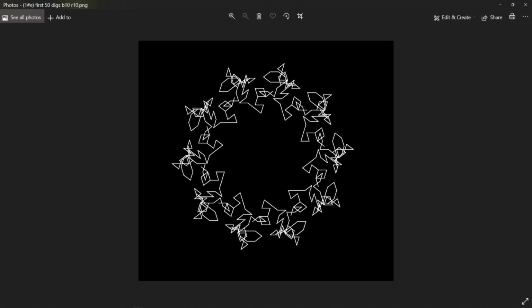And here's a graph of 1 over e, the first 50 digits, but truncated and then repeated. So it's sort of a rational number approximation of e, accurate to the first 50 digits. All right. And, well, there it is.